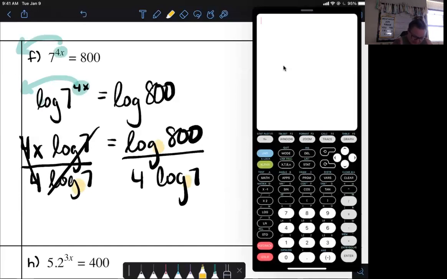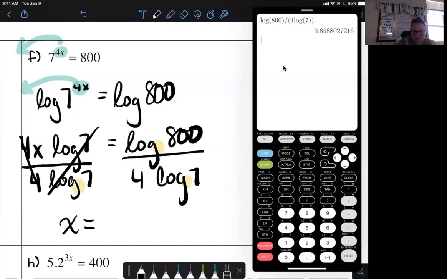So x is going to be equal to, and I want you to listen carefully: when you solve for x using logs, you need to round to the 4th decimal place. So you're going to take the log of 800, divided by, and then you're going to open parentheses and do 4 log 7. You're going to close the parentheses of the denominator of that fraction, that way the log of 800 gets divided by both the 4 and the log of 7.